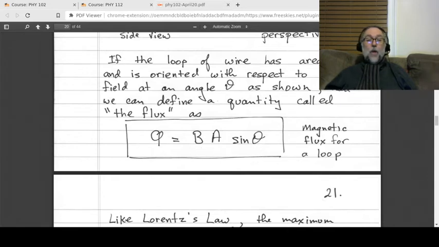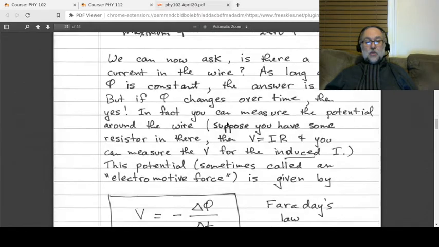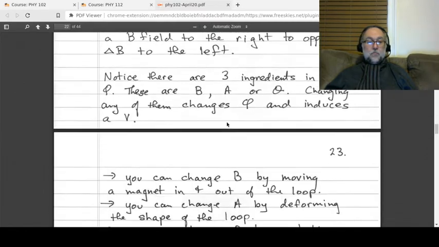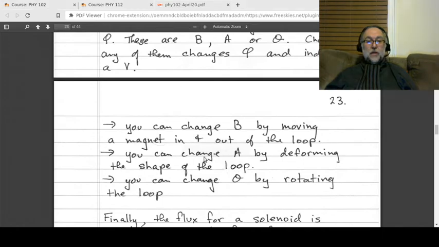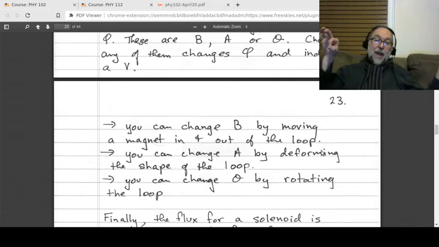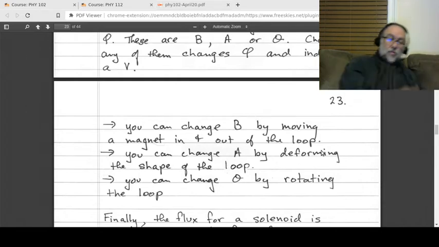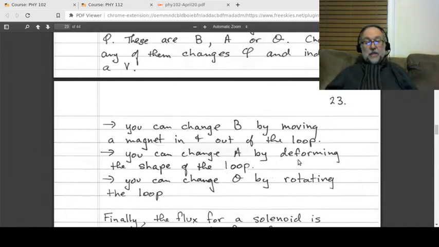Now, how would that work? How would you change B? Let's scroll down to where I talk about that. One way you could change B is by just pulling a magnet out of a loop. So here's the loop, and here's the magnet inside the loop. If you pull the magnet out, you've effectively removed the magnetic field, so of course B is going to change. So one way to change B is to pull the magnet out of the loop, or whatever is causing the B field. That's one way to change your flux.